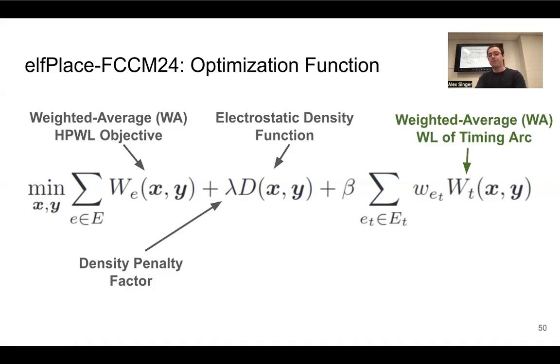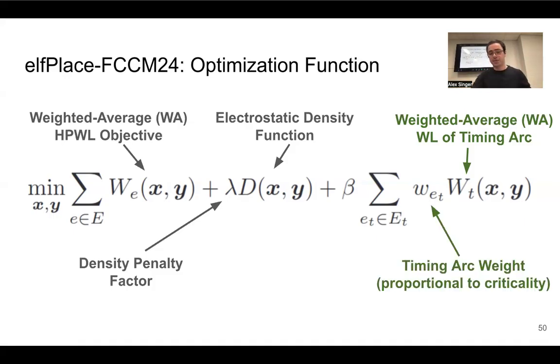What we have is a weighted average wire length of timing arc. Now, when I read the paper originally, this confused me a lot. What is weighted average wire length? It's this same exponential trick they were doing before. So this is just that approximation of HPWL that I've been talking about for the last few weeks. And then they take, for each connection in the net, they multiply their weighted average wire length by a timing arc weight, which is proportional to the criticality. And then they have this extra timing penalty factor similar to the density penalty factor.